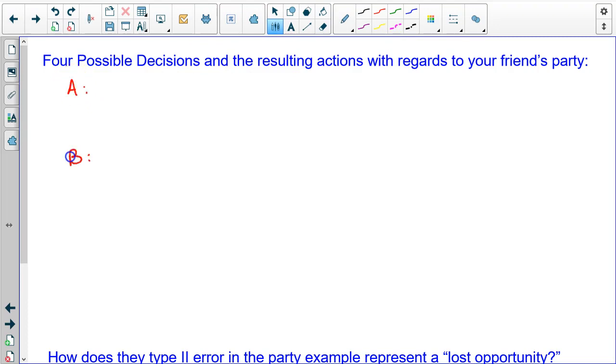Good. A, B, 1, 2. That's right. Very good.